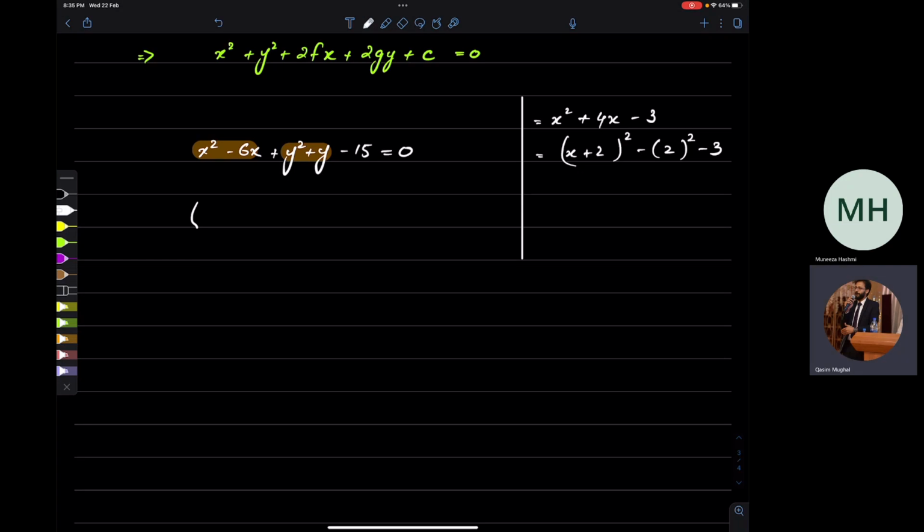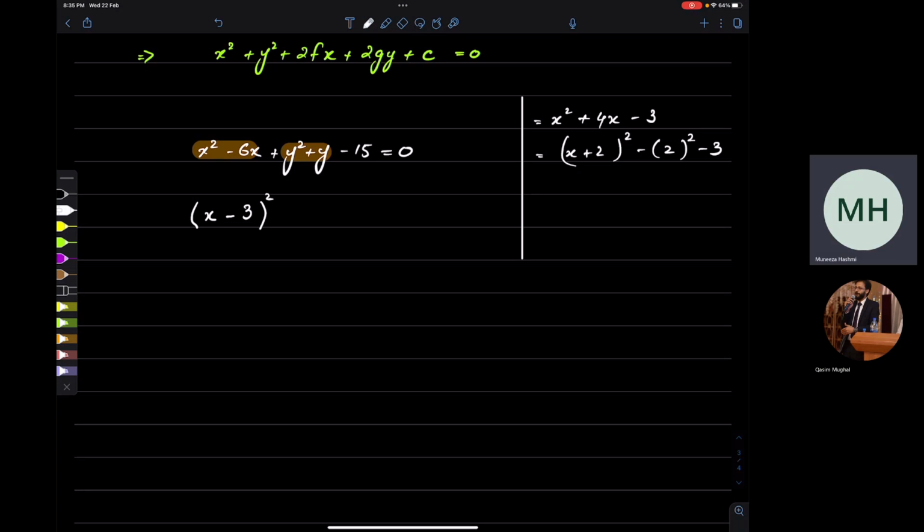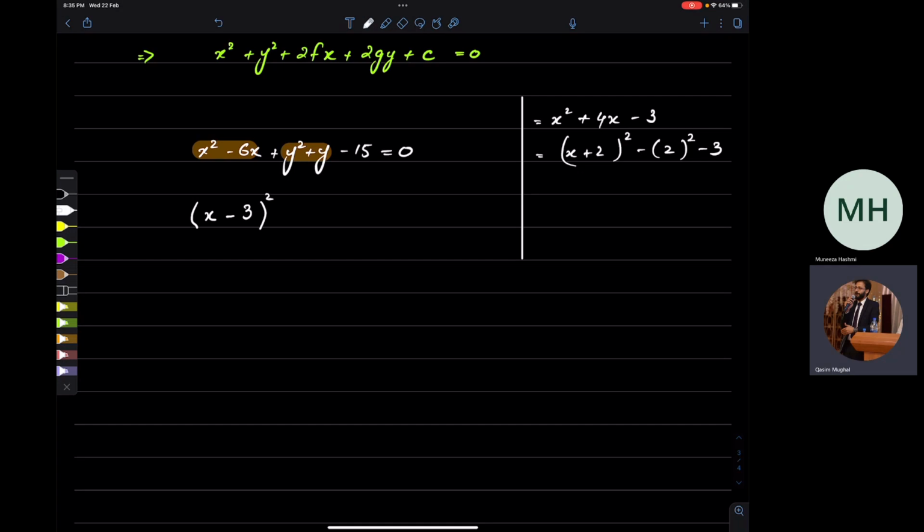For the first part, you can clearly see I've got x, and a minus sign with the 6x. I'm going to put minus here, then bracket close, whole squared. Here I'm going to put 3 with this part, then minus 3 squared. Got it? This thing I got from here. Now let's do it for the next part.